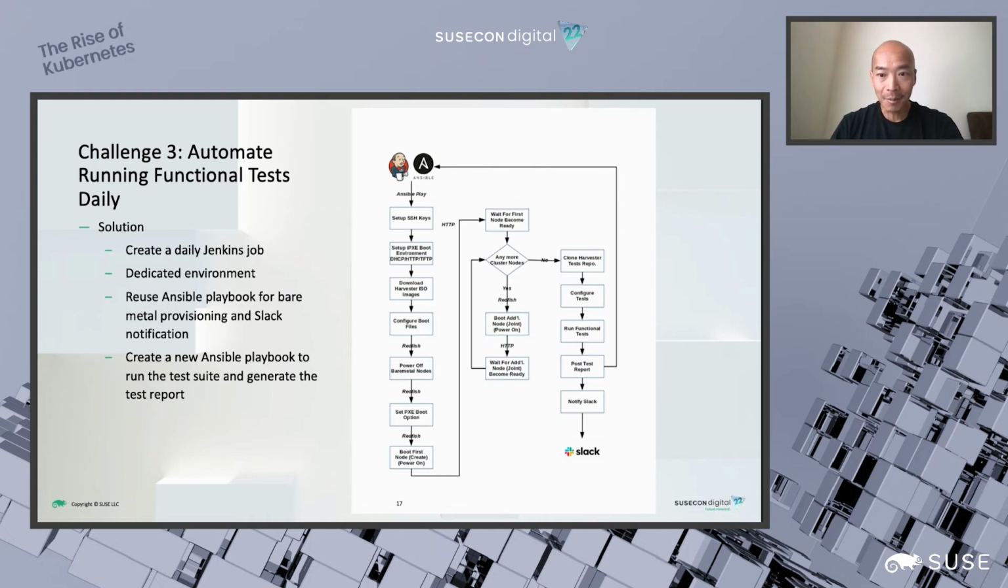As shown in the diagram, the first part of the job is bare metal provisioning, where we can pretty much reuse the Ansible playbooks we had earlier. Once the Harvester cluster is ready, the job will then run the test playbook to first clone the test repo, then configure the test, then run the functional test and generate the test report at the end. At the last stage, the test result is posted to our team Slack channel.